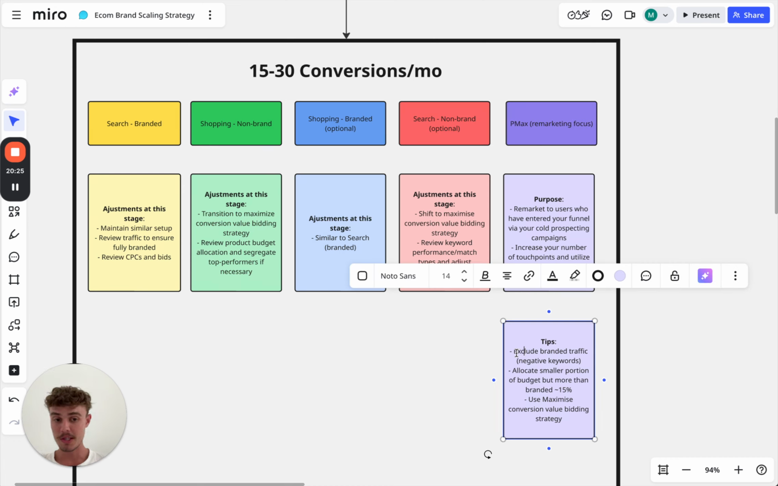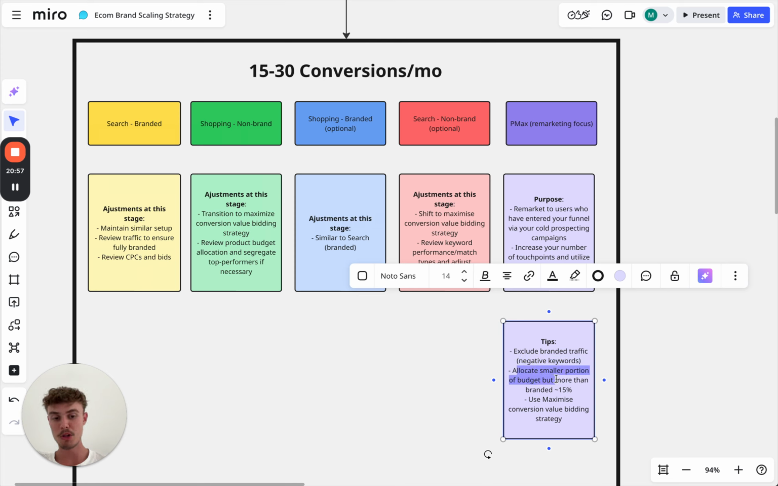You need to, first of all, exclude branded traffic. That's the biggest one here. If you have branded traffic within your PMAX campaign, what you're going to find is it just biases completely towards your branded searches because it's the easiest conversions, easiest way to get high ROAS. So you need to exclude branded traffic at this point in the campaign. You can sometimes keep it in, but I generally don't recommend it for beginners because you'll just find that a lot of your budget is going towards branded traffic. So exclude branded traffic using negative keywords the same way you would in a non-brand shopping or non-brand search campaign.